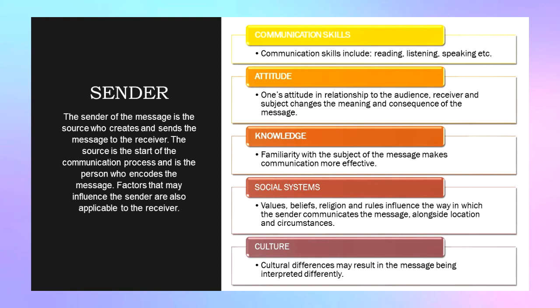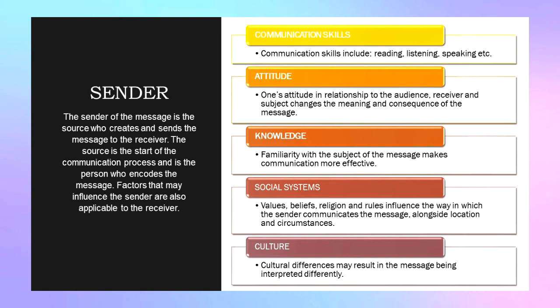There are 5 factors. First is the sender's communication skills, which include reading, listening, speaking, and so on. Second is attitude. The sender's attitude determines the meaning and even the decoding of the message. That being said, the sender's established relationship with the audience, receiver, and subject is crucial in communication. Next one is knowledge. An effective communicator is someone who is well-versed or knowledgeable with the subject of the message. An information source's lack of familiarity might lead to misinformation.